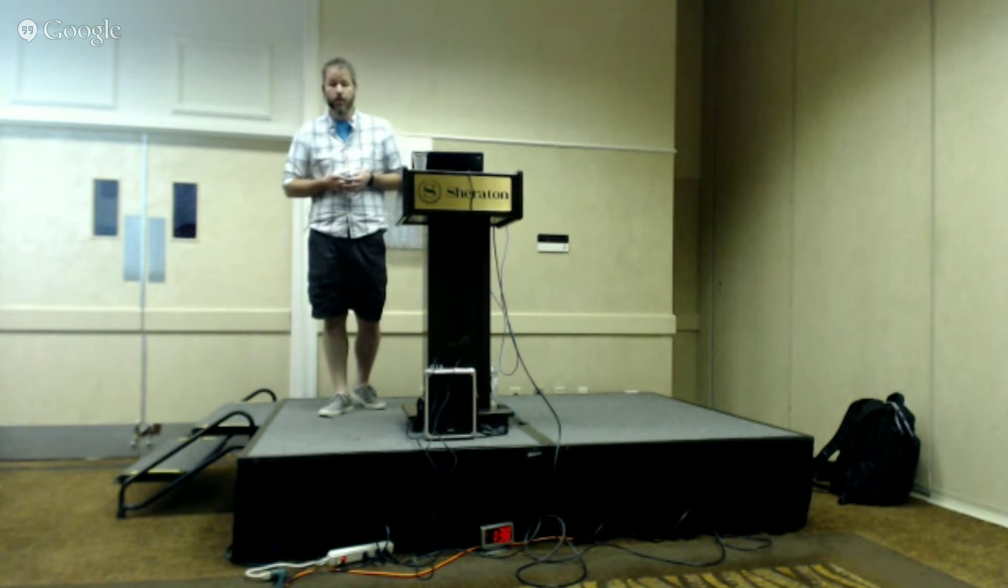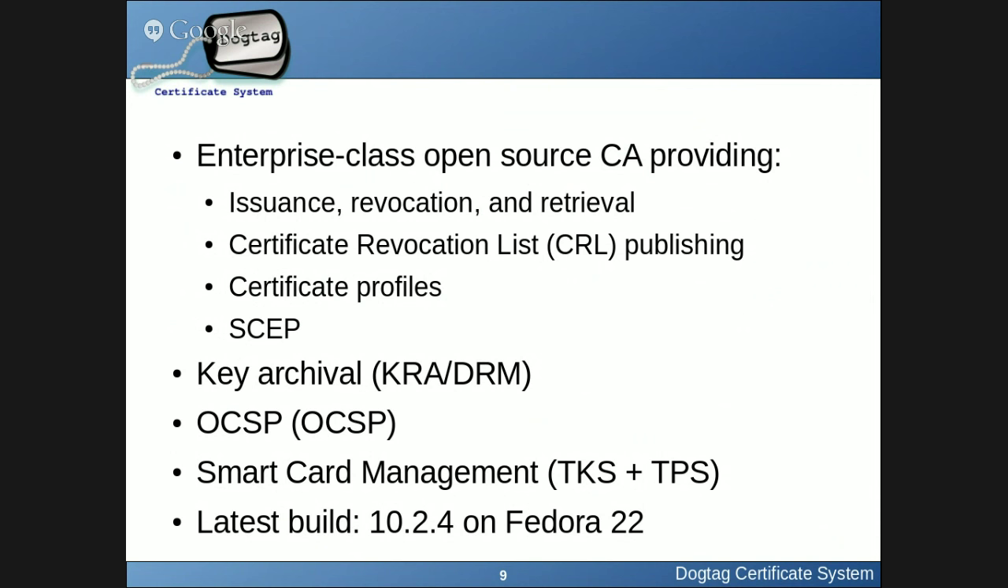OCSP. OCSP stands for Online Certificate Status Protocol. And that's a protocol that's used to also check for cert status and things like that. So instead of having a CRL on every machine, you can just ping back to this OCSP responder and say, hey, please check this for me.